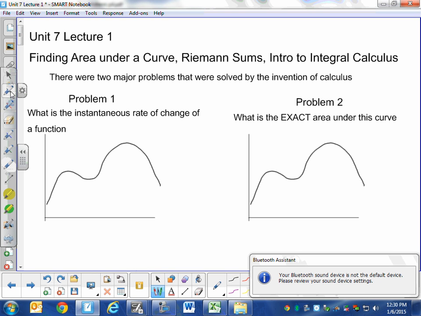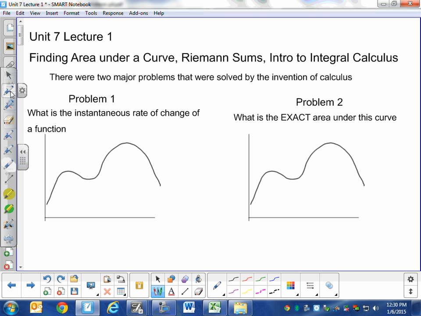All right, Unit 7, Lecture 1. 7 out of 10 units. That's it. 4 units of material. This is the second semester calculus. The first semester we did kind of limits. We did continuity. That was kind of like the first third. Second third was differential calculus. This last third is integral calculus.